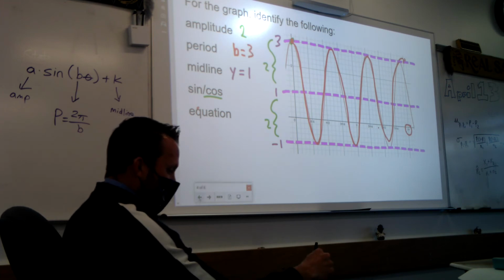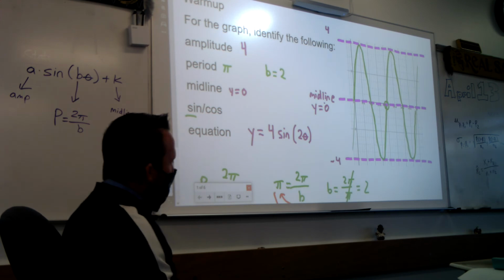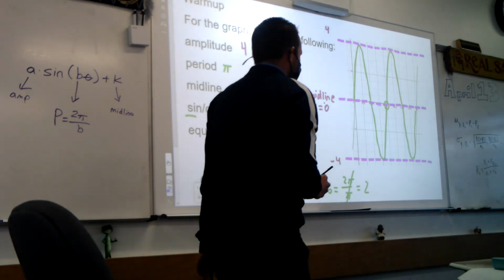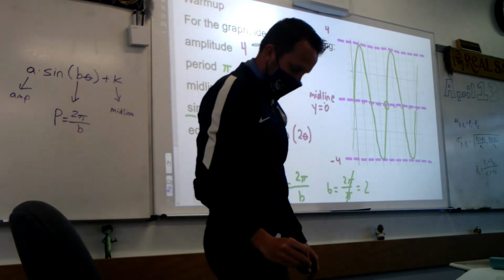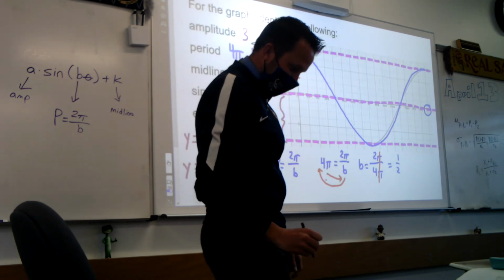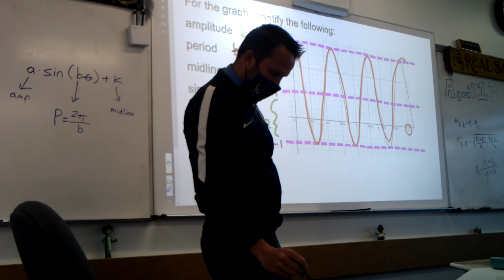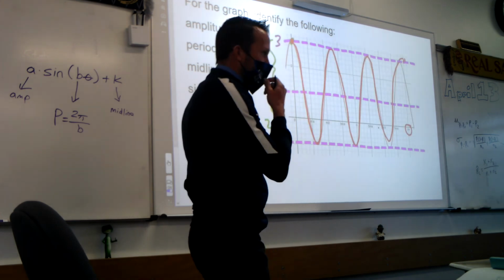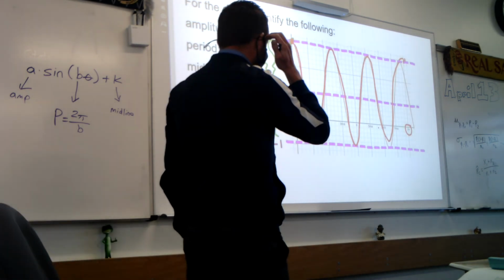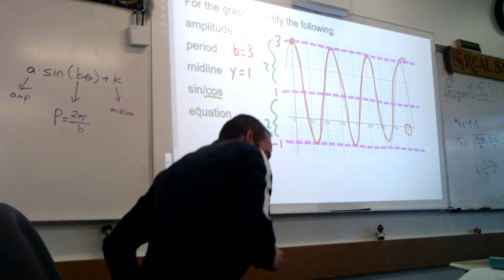If I go back to this very first one, when I was going through twice as fast, B was 2. When I was going through half as fast, B was 1/2. So if I'm going through 3 times as fast, B is 3, okay? All right, let's put all that together.